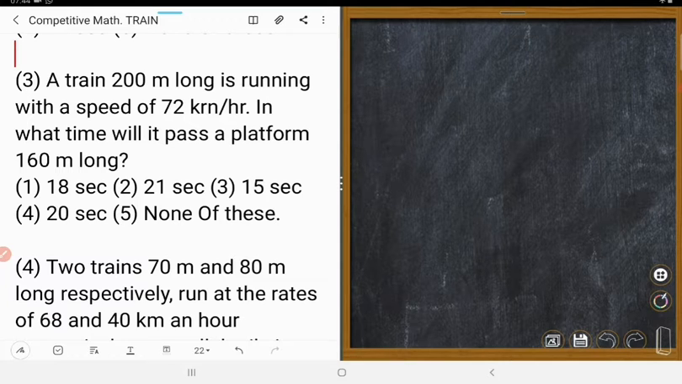The length of the platform is 160 and the length of the train is 200. Total is 200 plus 160 is equal to 360. The train will pass this length. Could you understand or not? So let's calculate the time it will take to pass this length. 72 kilometer is passed in 1 hour. 1 hour means how many seconds? 3,600.